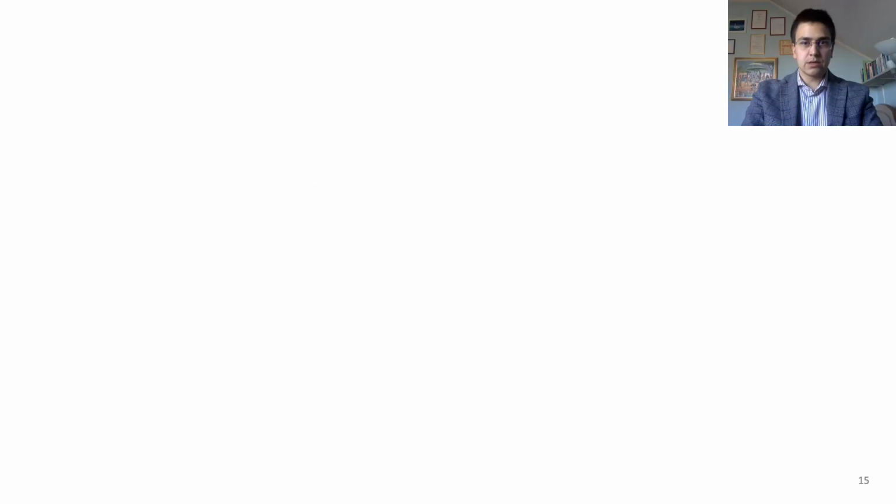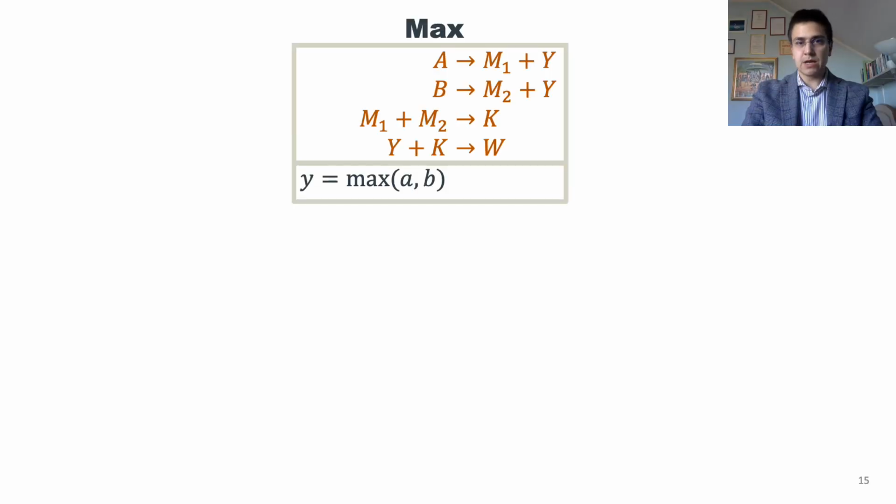So we found interesting CRNs, such as the maximum CRN. It computes the maximum of inputs A and B and stores that value into Y. Another interesting property of our technique is that it guarantees minimal networks. So if a network is found to compute a function, then that's a minimal network in terms of number of species and reactions that compute it.